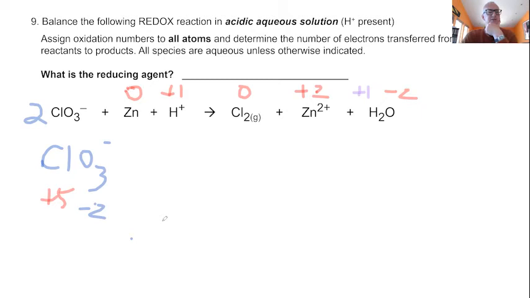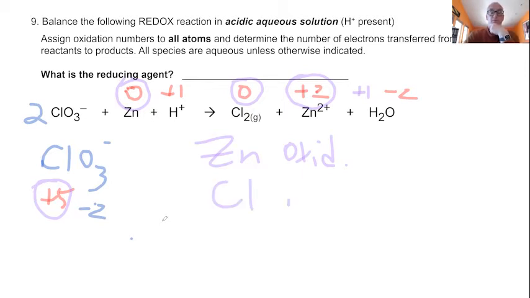So whose oxidation numbers have changed? The chlorine and the zinc. Yeah, chlorine has changed from +5 to 0, and zinc has gone from 0 to +2. So who's getting oxidized? The zinc. Right. So zinc is being oxidized, and who's being reduced? The chlorine. Chlorine's being reduced. So what's the reducing agent? The zinc. Zinc, right.